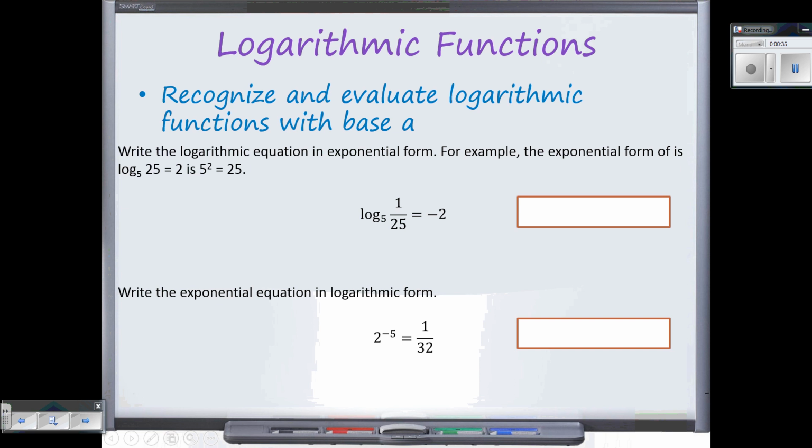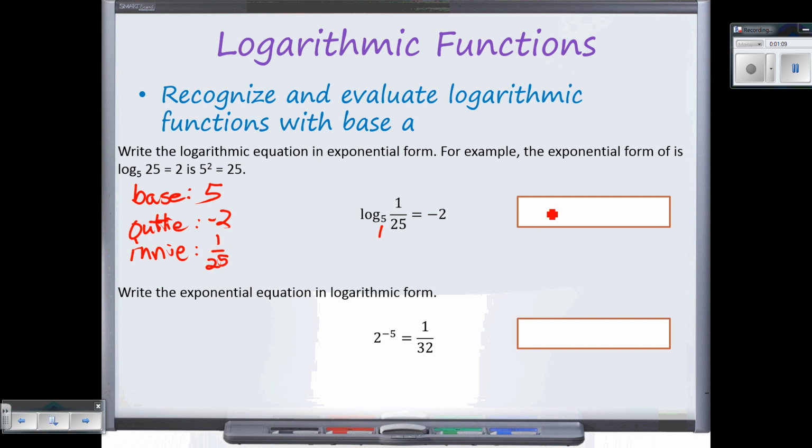Recognize and evaluate logarithmic functions with base A. This goes back to the little rhyme Mrs. Gallatin taught you. The base to the outie equals the innie. So in this case, the base is 5. Base to the outie. The outie is -2 equals the innie. The innie is 1 over 25.